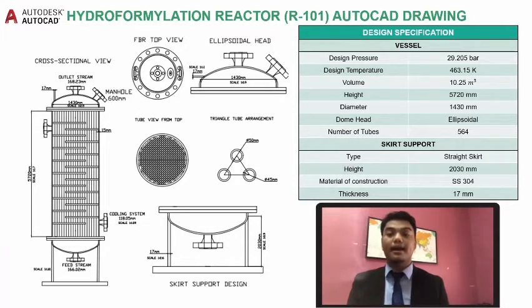In the mechanical part, this reactor is made of stainless steel SS304 for the tube side, and the reactor is oriented vertically with a straight cylinder skirt support made from stainless steel 304 and has an ellipsoidal head.